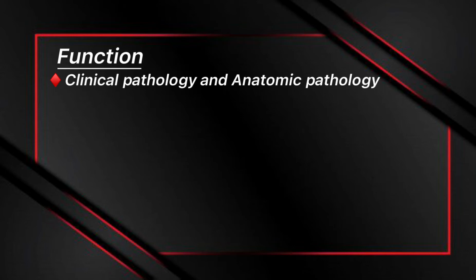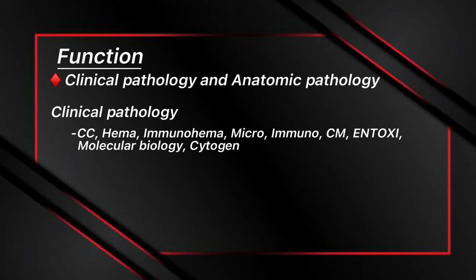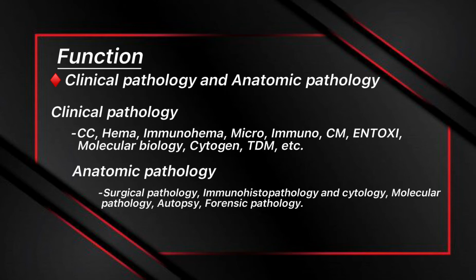Second, we have function. Under function, we have clinical pathology and anatomic pathology. Under clinical pathology, we have here CC, Hema, Immunohema, Micro, Immuno, CM, Intoxi, Molecular Biology, Cytogen, TDM, and etc. And under anatomic pathology, we have surgical pathology, immunohistopathology, and cytology, molecular pathology, autopsy, and forensic pathology.